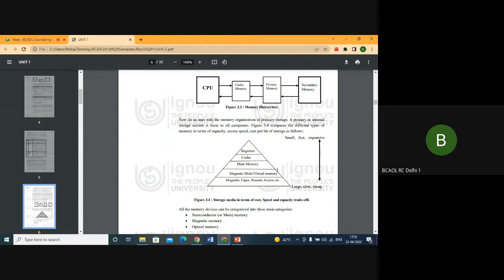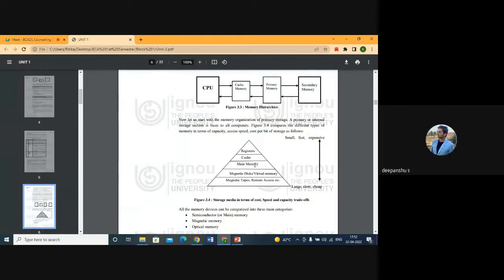Yes, ma'am. So capacity wise, secondary storage devices have more capacity and registers have the smallest capacity. But speed wise, registers are the fastest and secondary storage devices are the slowest. Right? So this is the memory hierarchy.